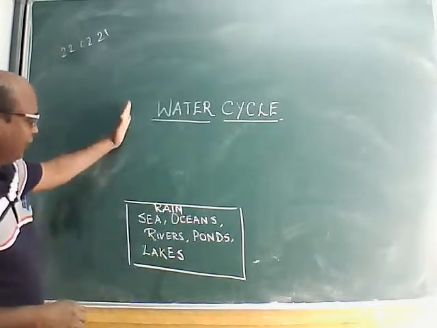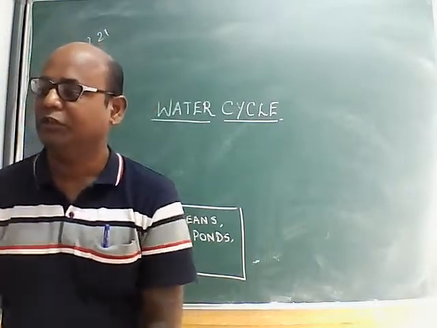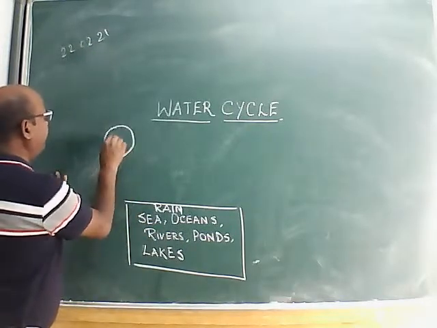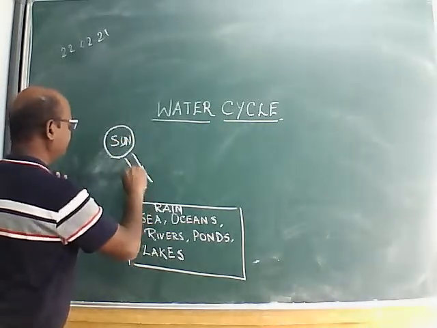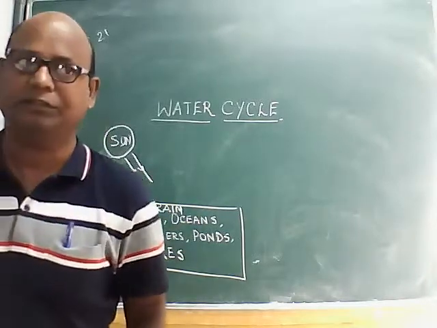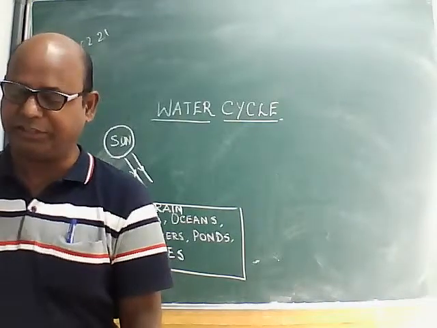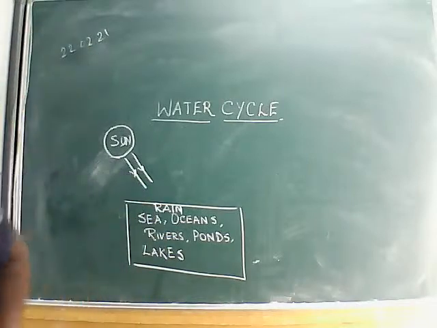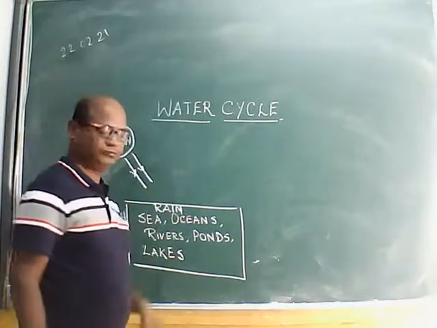Now, in the water cycle, what happens to the water in all these sources? They are heated by the heat of the sun. Now, when they are heated by the heat of the sun, what will happen to this water?